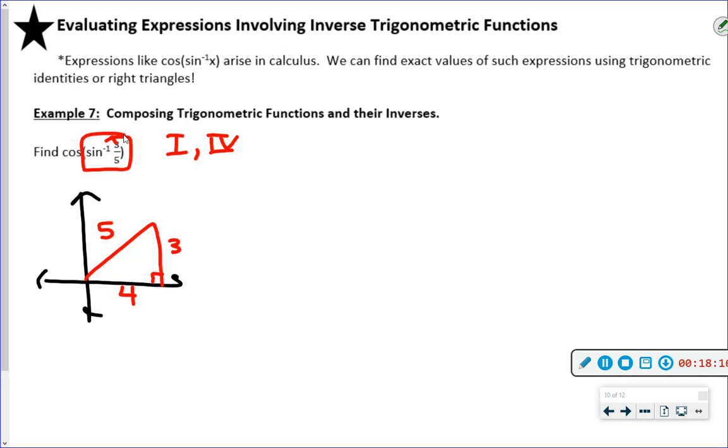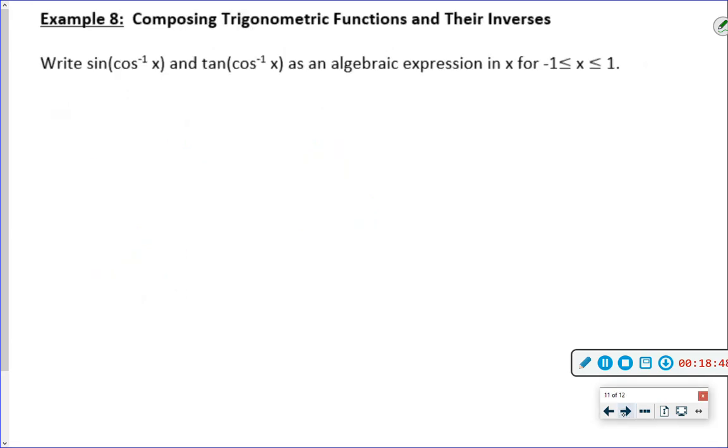Now, final answer. I want the cosine of that triangle. What sides represent cosine? Adjacent and hypotenuse. So 4 over 5, final answer, we're done. So it looks crazy, but it's very simple. What's in parentheses you use to make the triangle, and then you identify the sides of the trig ratio on the outside. So let's do a couple others.